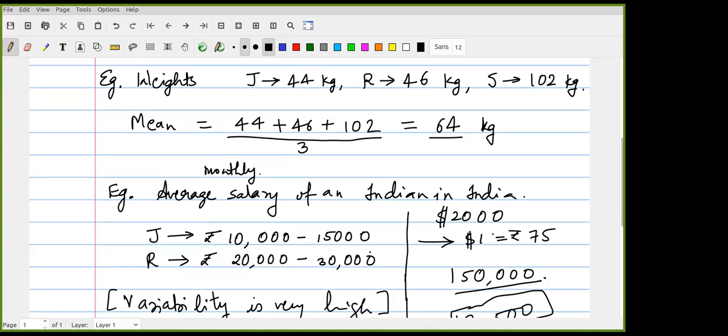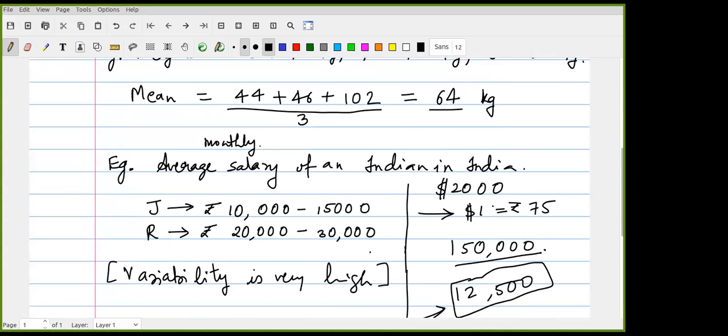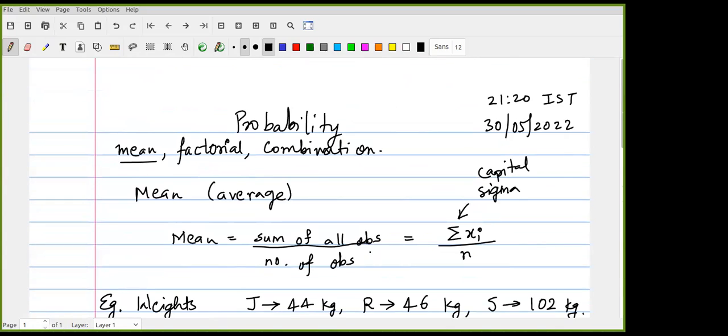Okay, fine. So I think the idea of mean is clear. Now let us go to this factorial thing.